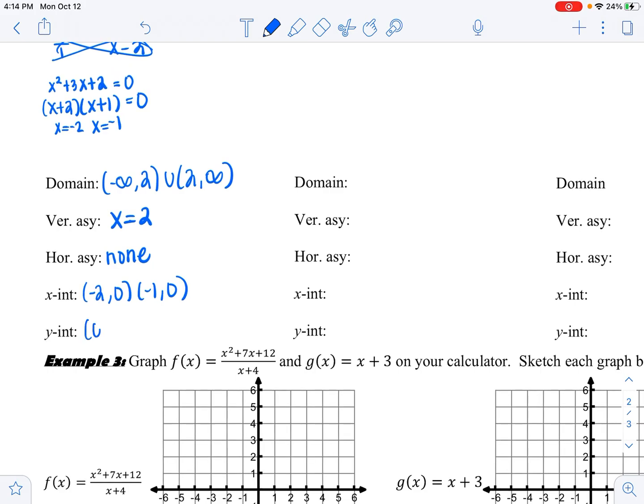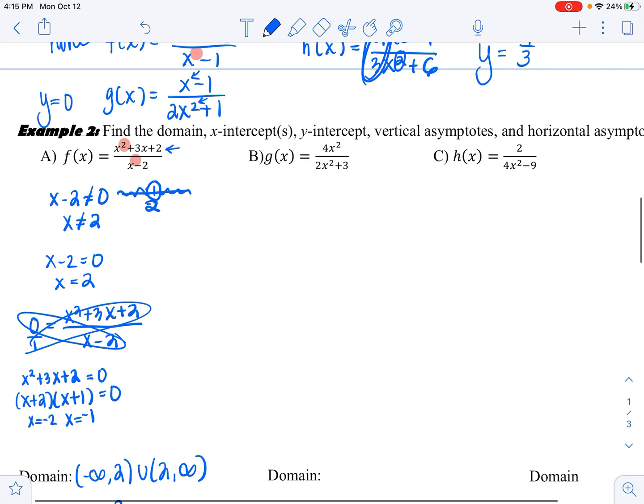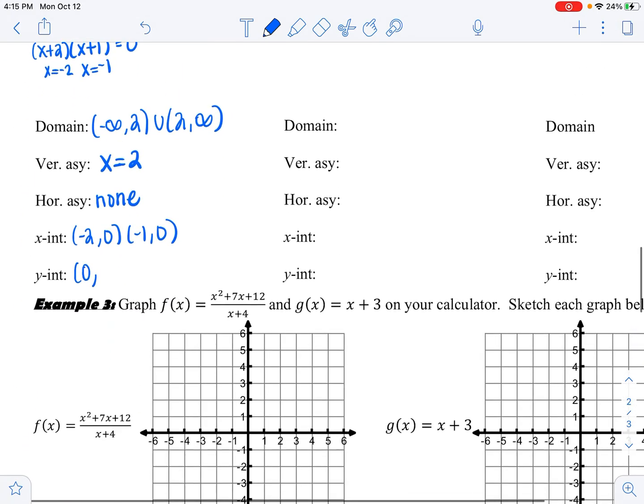All right, my y-intercept, remember you plug in 0 for x to see what you get for y. If I plug in 0 in the numerator, I get 2. If I plug in 0 in the denominator, I get negative 2. So that's negative 1. So 0, negative 1 is my y-intercept. All right, let's move on to the next one.